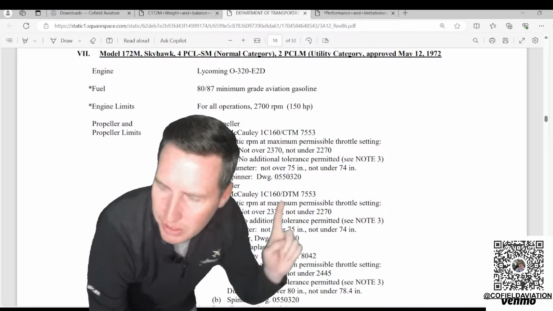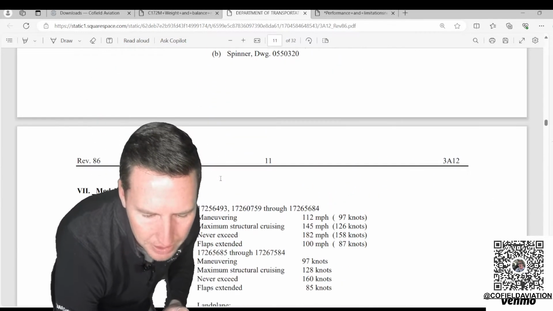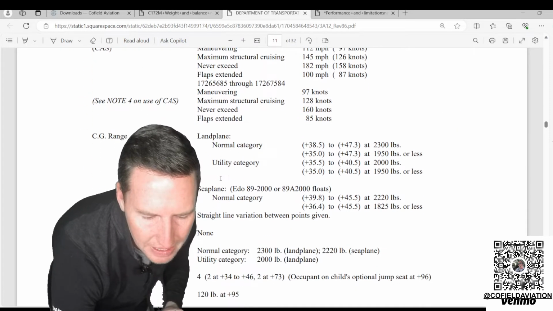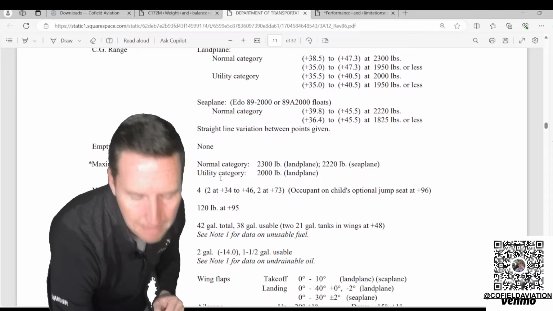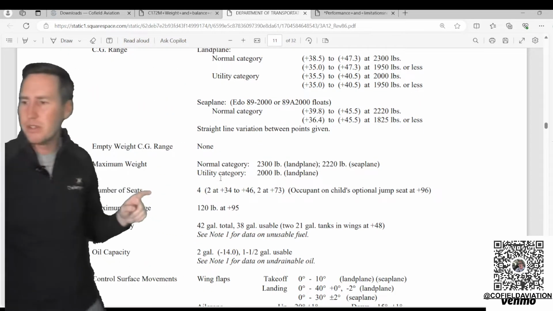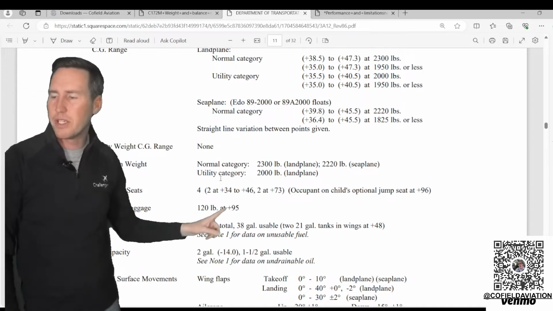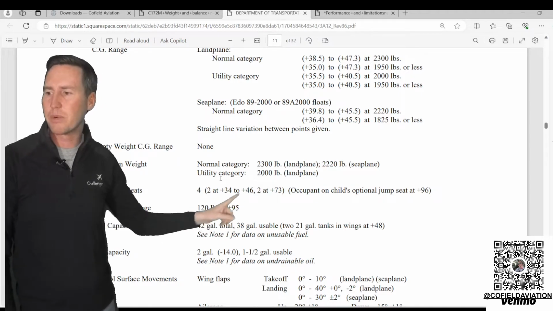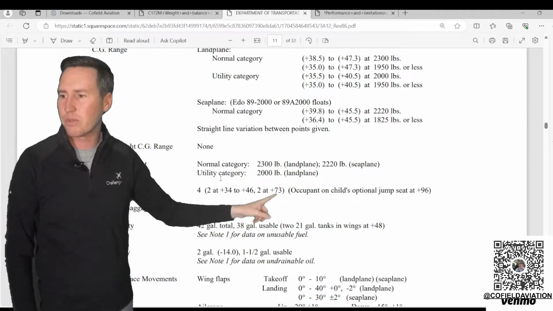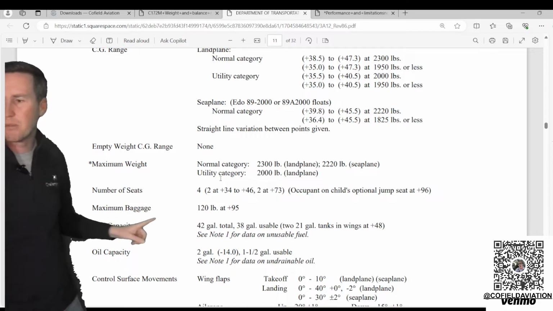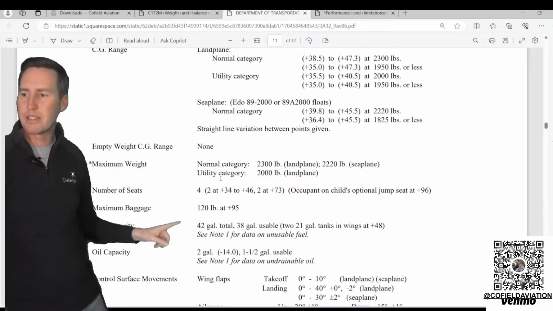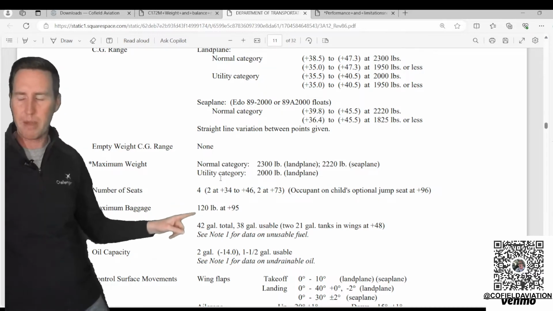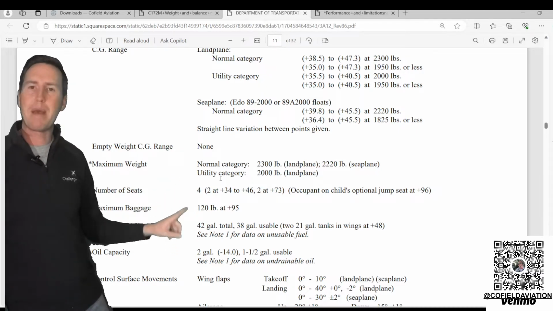Okay, there we go. So here's our type certificate data sheet. If you will see, all of our arms are on here too. You see number of seats, 4. You have 2 at 34 to 46, so that's where we came up with 37. 2 at 73. Here is maximum baggage, 120 pounds at plus 95. So that's a limitation. We can only put 120 pounds of bags in the back.